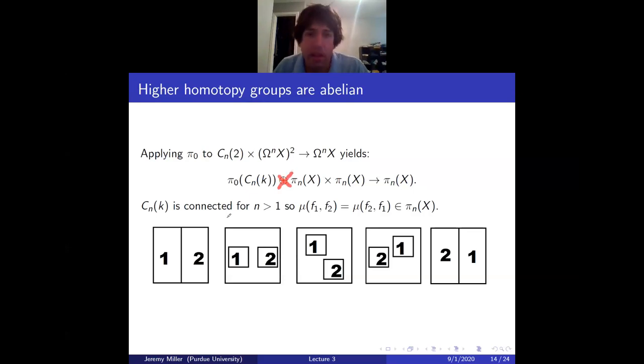I should call it cross because these things aren't groups in a natural way. Or, I guess this formula makes sense even when n is 0. And when n is 0, these things aren't groups, and I've never said how the thing on the left is a group. So I should call it cross.